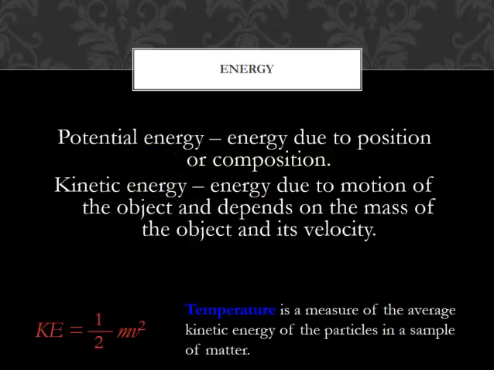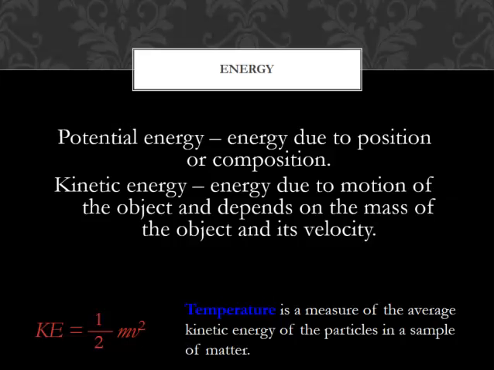Potential energy is energy due to position or composition. Gravitational potential energy is what you probably most normally think of when you think potential energy. If you go skiing or snowboarding or something and you get on top of the mountain, the lift brings you up to the tippy top, you have a lot of potential energy because you're on top of the mountain.